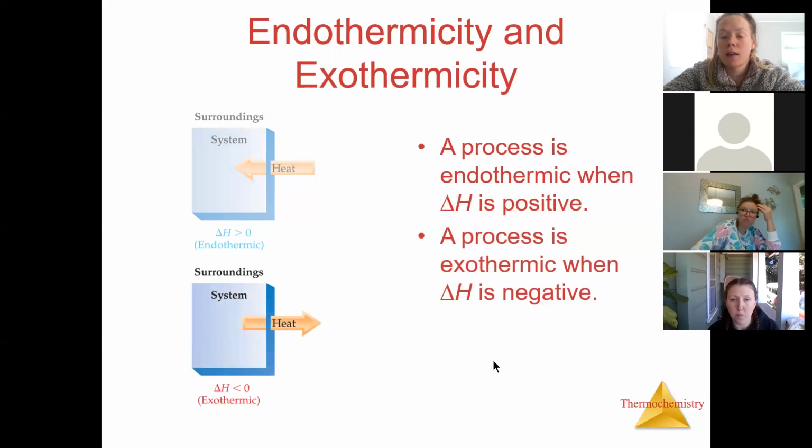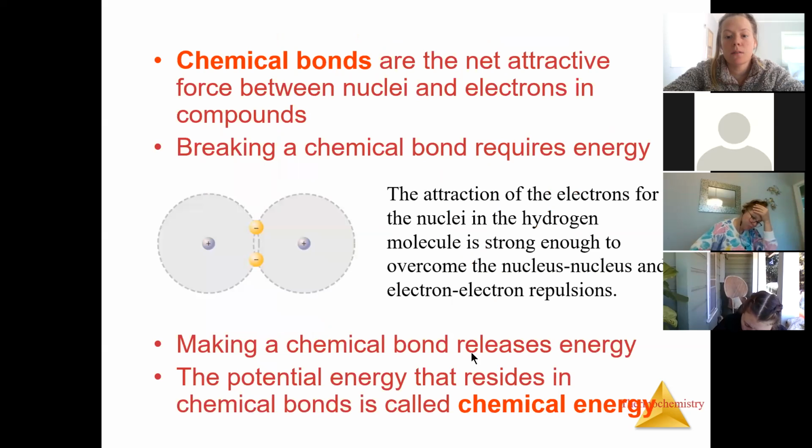Obviously, the opposite is true for exothermic. So if we have heat leaving the system and going into the surroundings, we'll say that our delta H is negative. So positive values of delta H or heat of reaction are going to be an endothermic. Negative values will be an exothermic reaction. Just sort of intuitive with what we've been talking about with systems and surroundings.